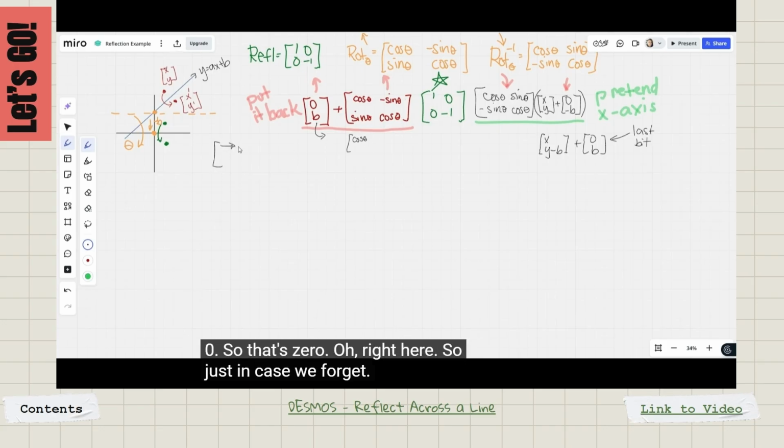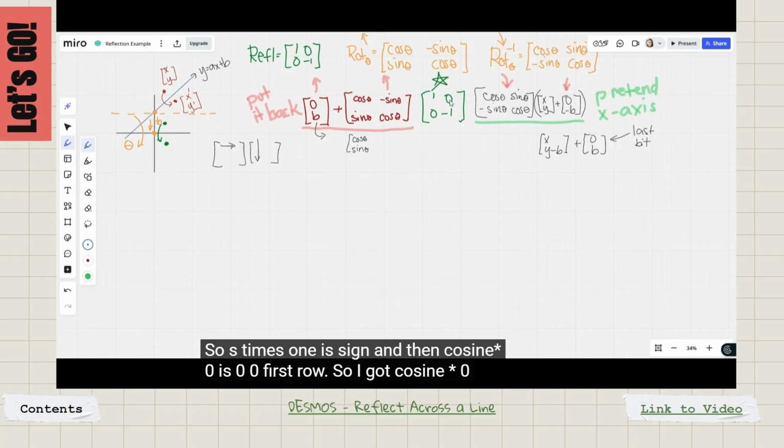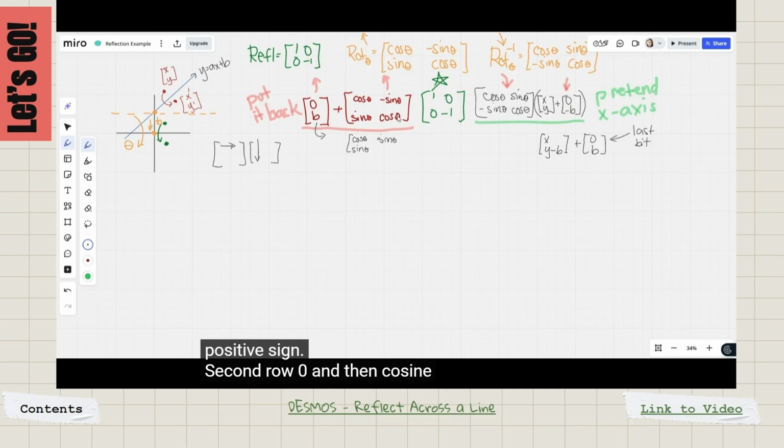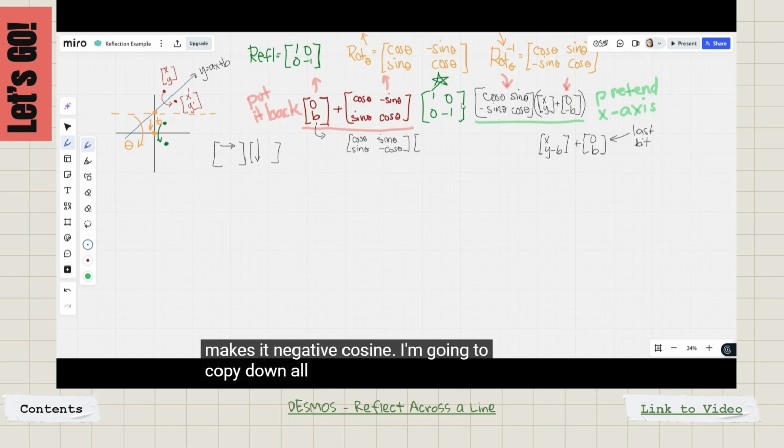Oh, right here. So just in case we forget, we want to do our rows first and then our columns in the second. So second row, first column. So sine times 1 is sine. And then cosine times 0 is 0. First row. So I got cosine times 0. And then negative sine times negative 1 makes it positive sine. Second row, 0. And then cosine times negative 1 makes it negative cosine. I'm going to copy down all of this. Ready for the next bit.